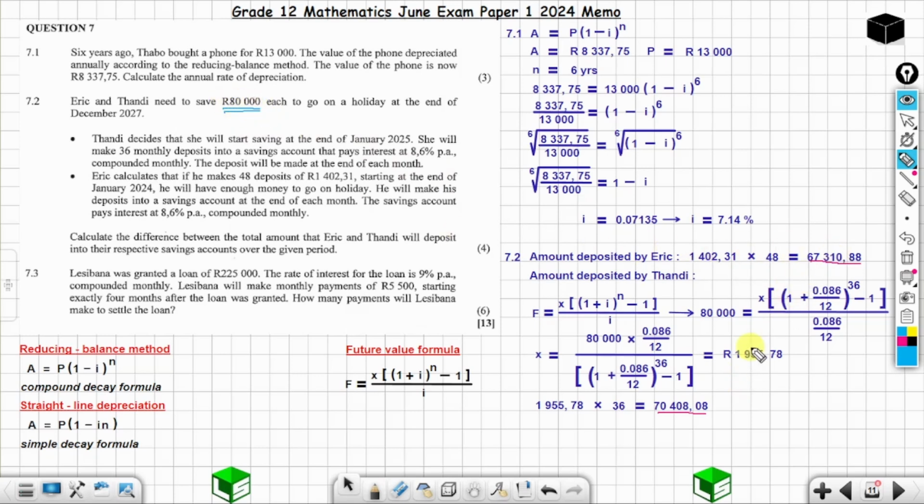But the question says calculate over the given period. So we have to calculate the difference. You are going to take the biggest minus the smallest. The difference is equal to this minus what you have there. You are going to have this. So this is the difference.